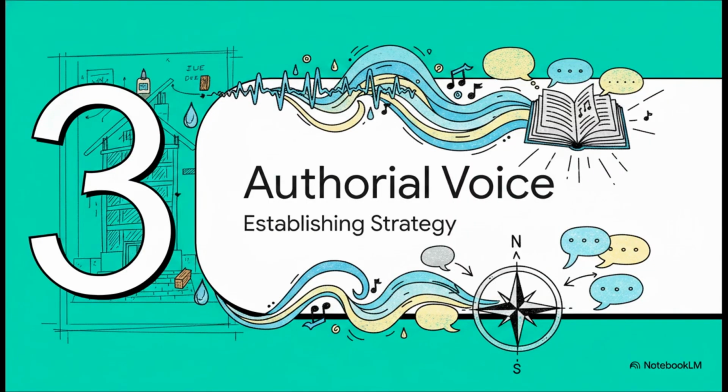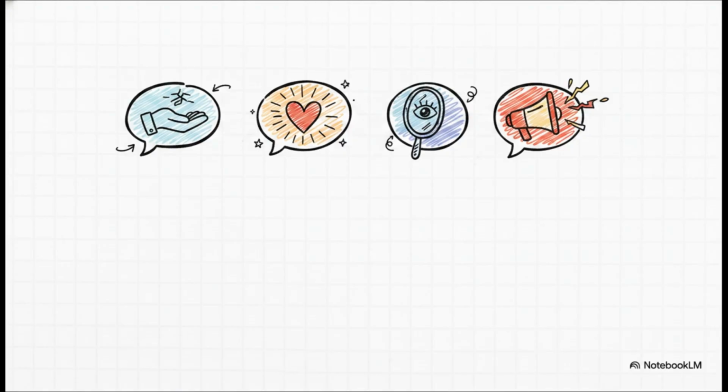Section 3, Establishing Strategic Authorial Voice. Okay, with the frame and glue in place, it's time to give the blueprint a soul. A voice in your writing shouldn't just happen by accident based on whatever mood you're in that day. It absolutely must serve a deliberate, strategic purpose that connects with your reader.